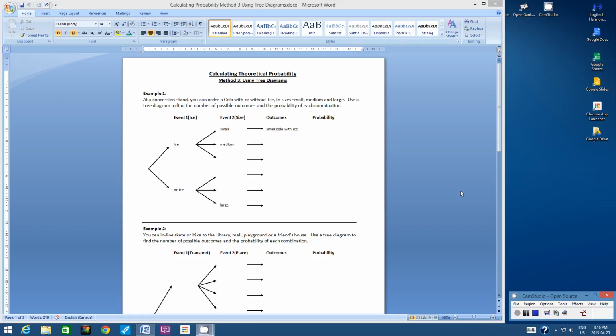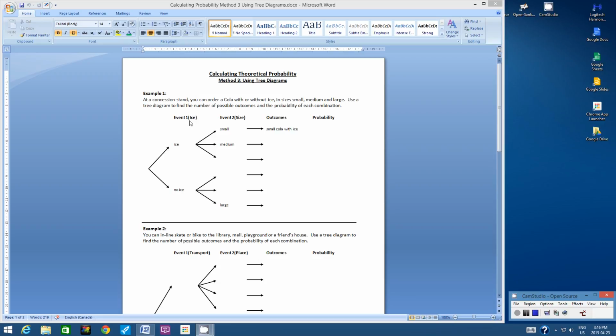At a concession stand, like a snack stand, you can order a cola with or without ice in sizes small, medium, and large. Use a tree diagram to find the number of possible outcomes and the probability of each combination.